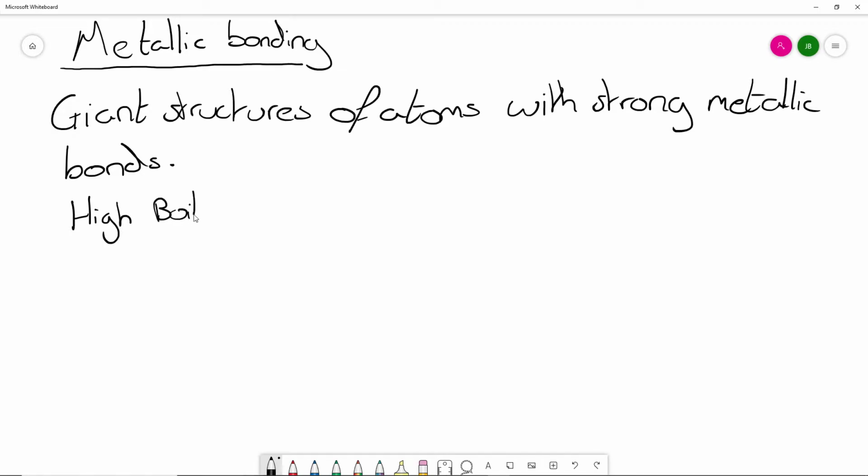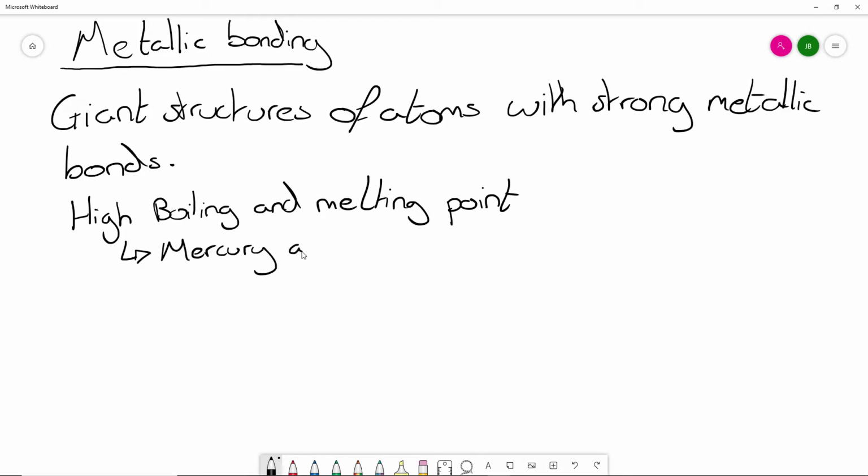boiling and melting point. The only metals that do not follow this are mercury and gallium. Mercury is a liquid at room temperature, and gallium is a liquid when it's in your hands, or at body temperature, which is a little bit warmer, roughly about 35 degrees it will melt. So these are the only two that don't follow this, but you don't need to understand why that is. It's just interesting to know.